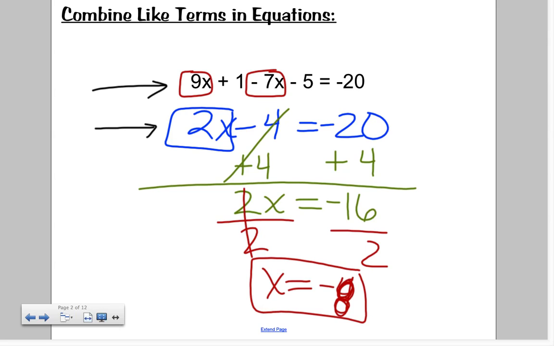All right, so let's check this. Let me show you how this is done. It's a lot of work. I don't have a lot of space like you guys have. All right, so we're going to do this. We got 9. We're going to put in parentheses our x.